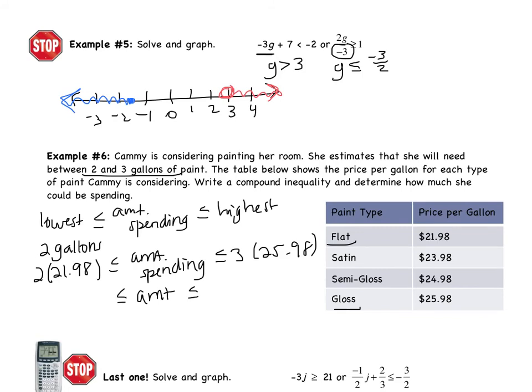Okay, so that becomes 43.96 and 77.94. So this is telling us that Cammie is going to spend somewhere between $43.96 and $77.94, depending on how many gallons of paint she uses and the paint type. So she could use satin, she could use semi-gloss. Of those, if she used 2 or 3 gallons of paint, it's going to be somewhere between $43.96 and $77.94.